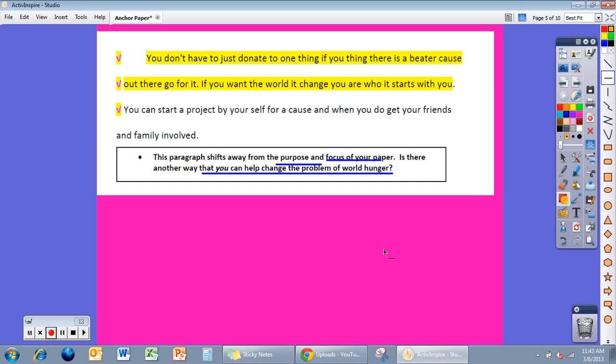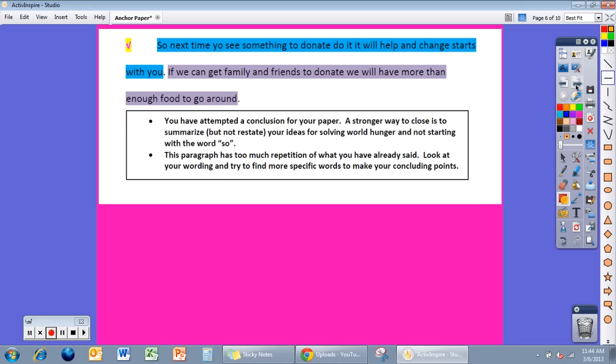Can you set up an event? Can you get your school involved? What can you do for this particular cause and not just some general cause? All right, so here's our conclusion. So next time you see something to donate, do it. It will help, and change starts with you. If we can get family and friends to donate, we will have more than enough food to go around.